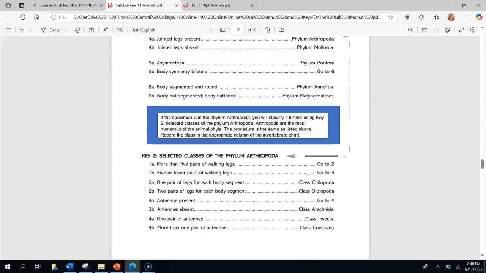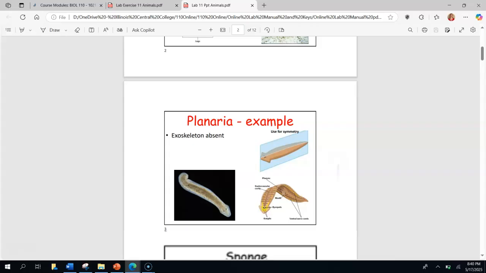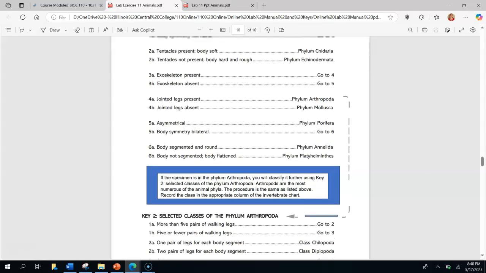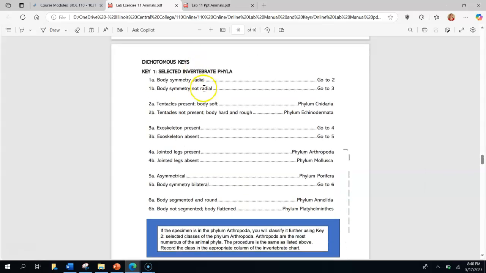For example, let's go to our next one, which is Planaria, exoskeleton absent. Let's go to our choices. They do not have radial symmetry, so we're going to go to 3. That was 1B. Exoskeleton absent, so that's 3B. Now we're going to go to 5. We have asymmetrical or bilateral symmetry. Well, they have bilateral symmetry, so now that's 5B we're going to record. We're going to go to 6. Body flattened or segmented? Well, they are flat, so that would give us 6B, which is the phylum Platyhelminthes.